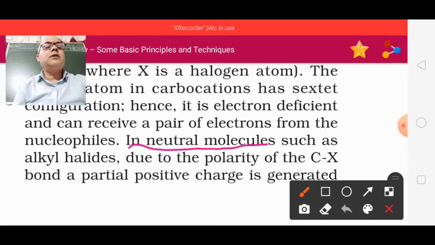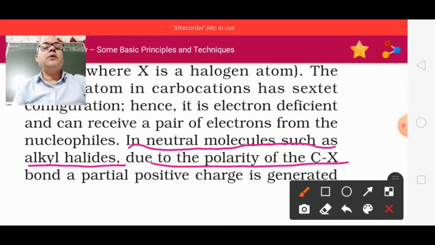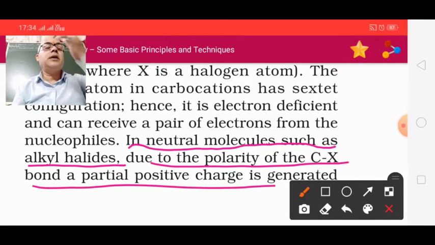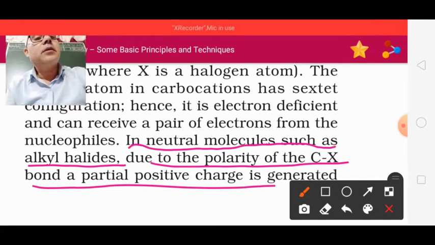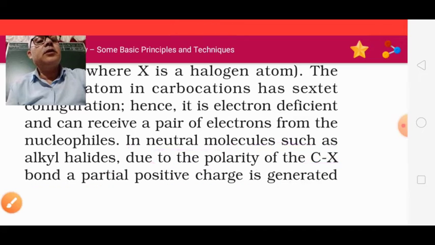Now you can see here, in the case of neutral molecules such as alkyl halide, due to the polarity of the C-X bond, a partial positive charge is generated on the carbon.